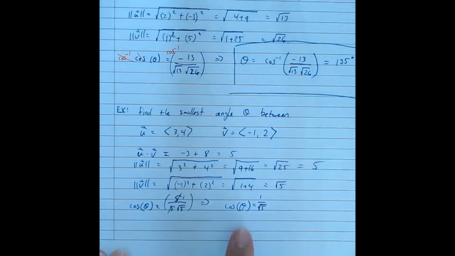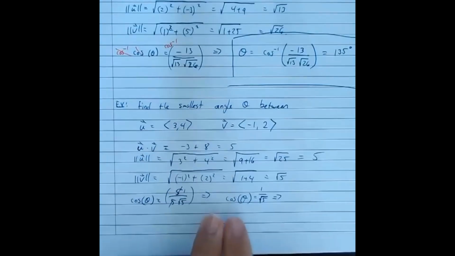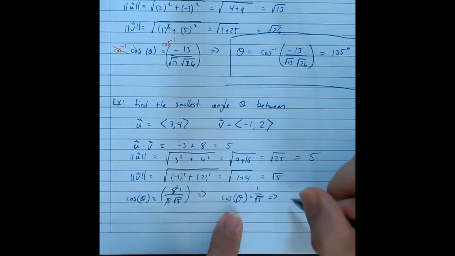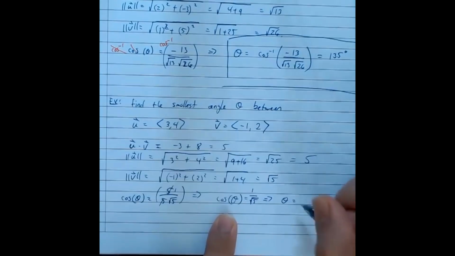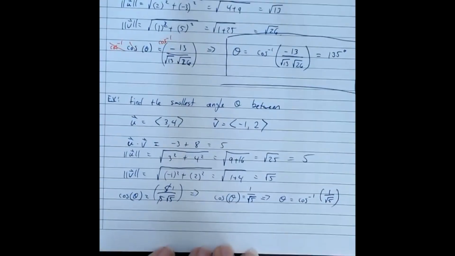And so if I want to find the angle theta, I need to take the inverse cosine of both sides. Inverse cosine here leaves me just my theta, and inverse cosine here gives me my answer. So theta is equal to the inverse cosine of 1 over root 5. And that is my exact solution.